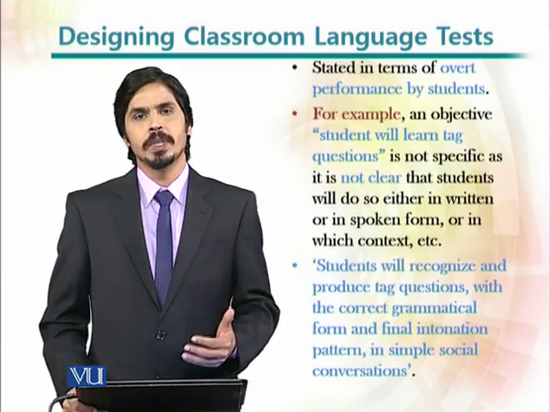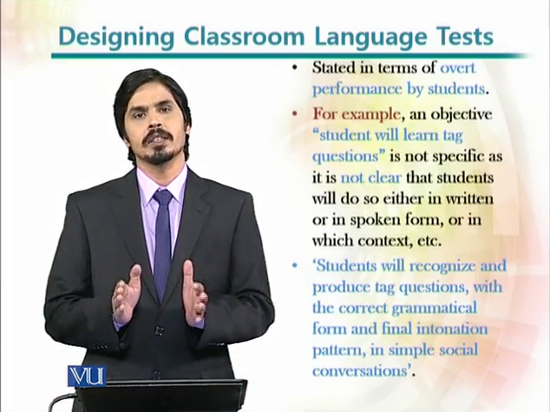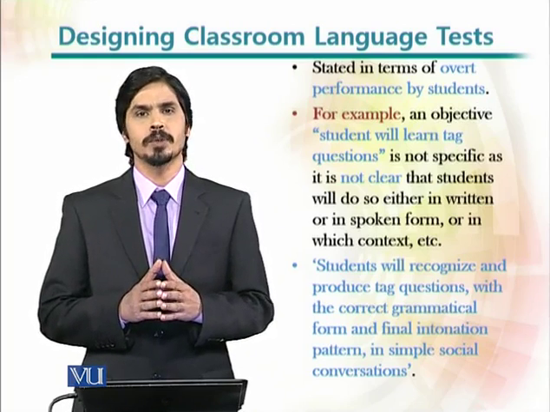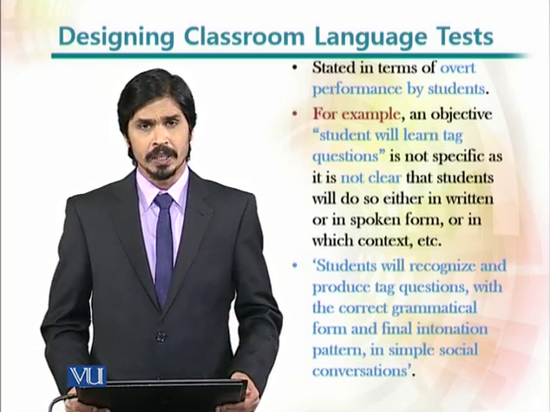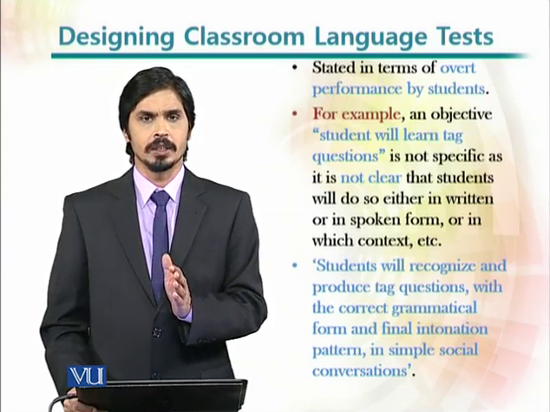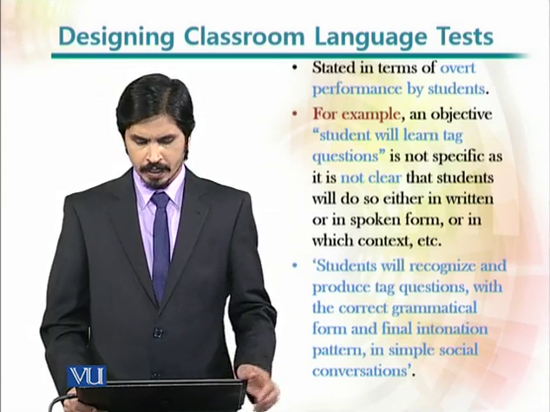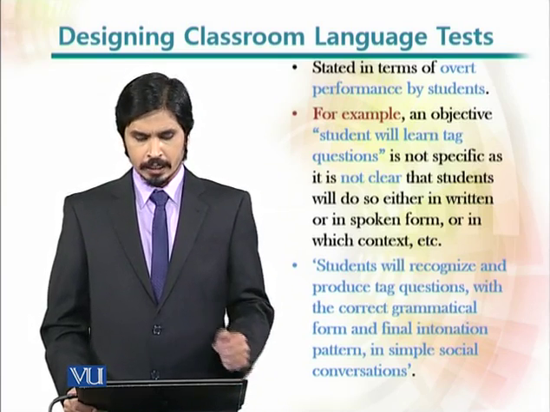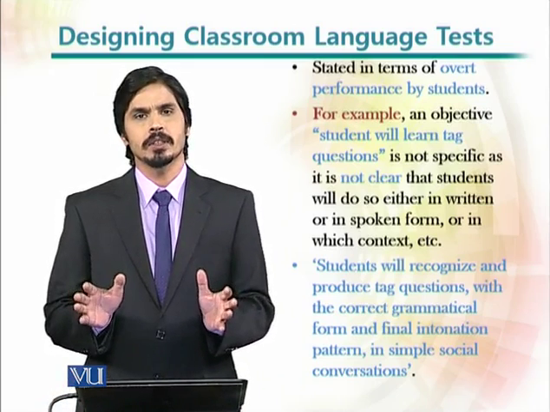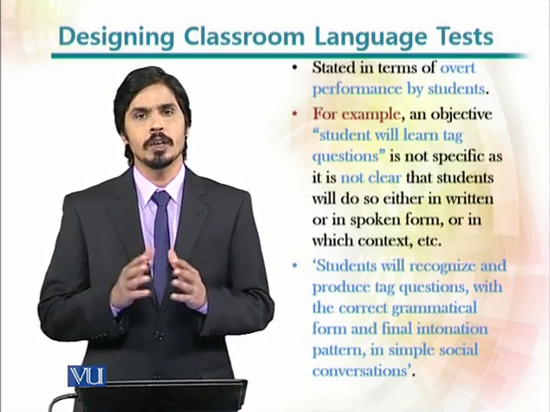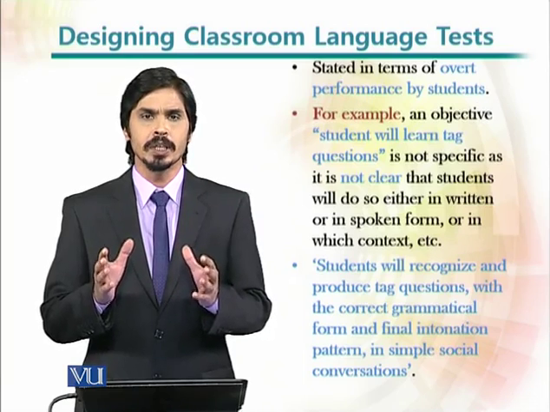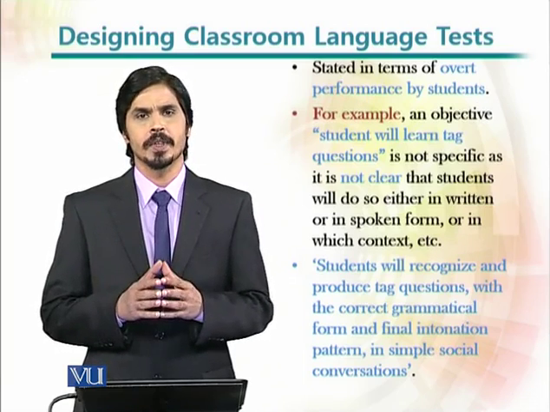And those objectives should be expressed in terms of what students need to do, in overt student performances. For example, I place in front of you an example of an objective which is usually given in some textbooks. An objective could possibly be that students will learn tag questions. Do you think it's a specific objective? In my humble opinion, this is not, because we are not clear by reading this objective whether students would be doing that in written or spoken form.